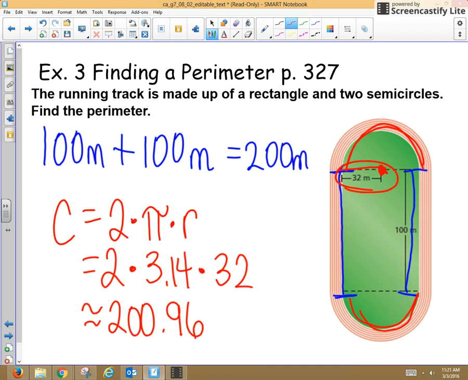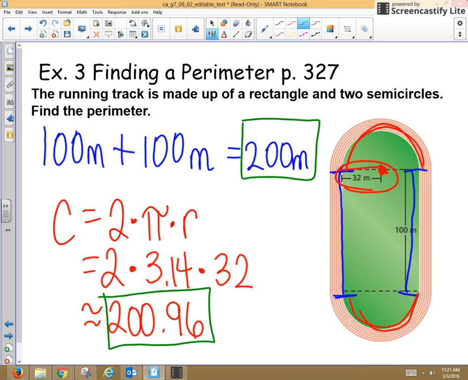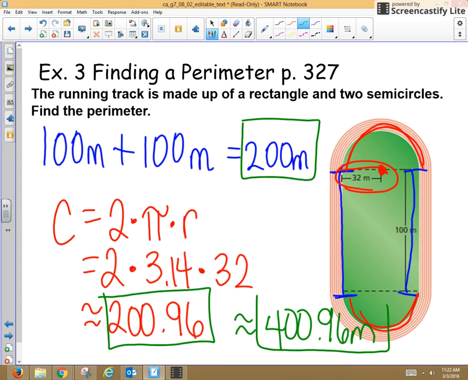Now we're not finished yet because we need to find the total perimeter. So now we add up the subparts: 200 for the left and right sides and 200.96 for the circle. And when you add those together, you get the grand total is approximately 400.96 meters. Okay, make sure you show your work on this example.